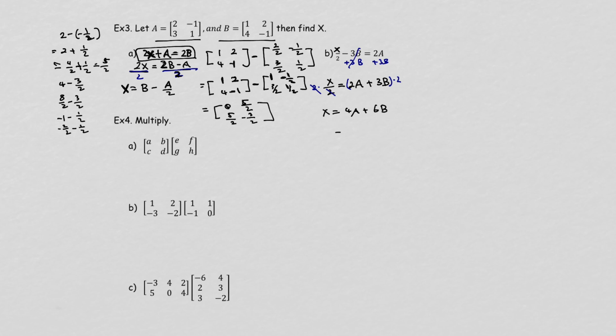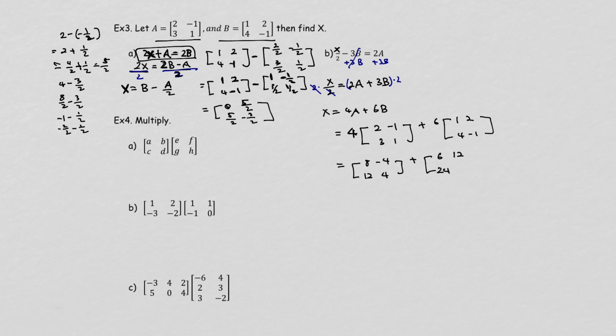So let's see. 4 times matrix A, which is 2, negative 1, 3, 1, plus 6 times matrix B, which is 1, 2, 4, negative 1. When you multiply a whole number into the matrix, you distribute. So it will be 4 times 2, 4 times negative 1, 4 times 3, and 4 times 1, plus 6 times 1, 6 times 2, 6 times 4.